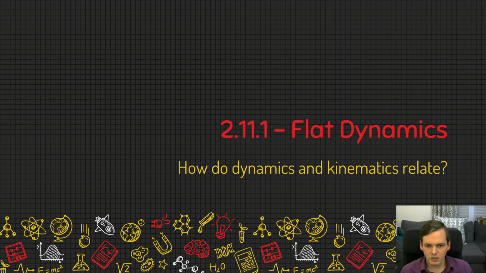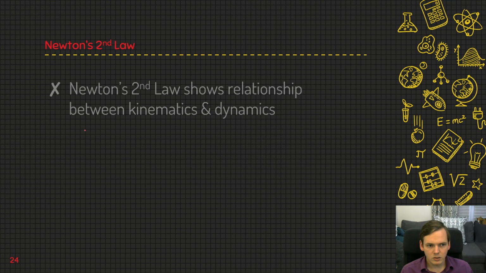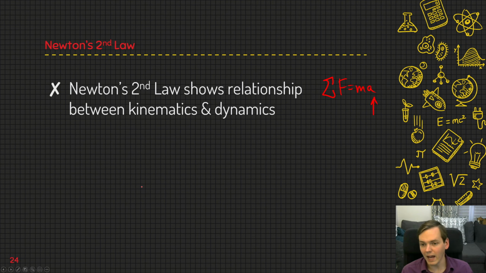We're going to jump into flat dynamics here. And so this is how we connect the topics we talked about, dynamics and kinematics. So Newton's second law shows the relationship between kinematics and dynamics. And if you remember, that is net force equals mass times acceleration. So in other words, this a right here is the bridge, because we had that in all of our kinematics equations. Now we have it in our forces.